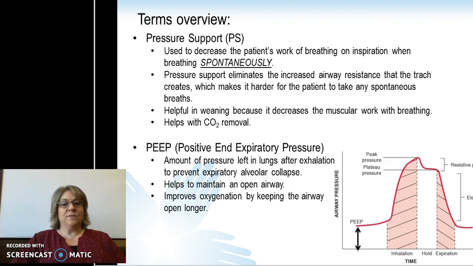PEEP, or positive end expiratory pressure, is the amount of pressure we leave in our lungs after exhalation to prevent expiratory alveolar collapse. It helps to maintain an open airway, and it helps improve oxygenation by keeping that airway open longer. We have a natural PEEP in us of 2 or 3 centimeters of water. Because of this, when we put someone on a ventilator with a trach, they lose that PEEP. So this is how we reinstate that in their system.